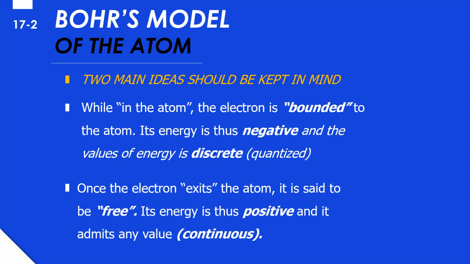The second point is, when an electron exits or leaves the atom, it is said to be free. Now we know that when an electron leaves an atom, the atom becomes an ion. The energy of the electron is referred to as positive here, which is kinetic energy, half mv squared. Thus, it may admit any value. We call that continuous. So these two main ideas are extremely important whenever we study atoms relying on Bohr's model. Keep them in mind. The energy of the electron while it's inside the atom is negative and discrete. When the electron leaves the atom, its energy becomes positive and continuous.